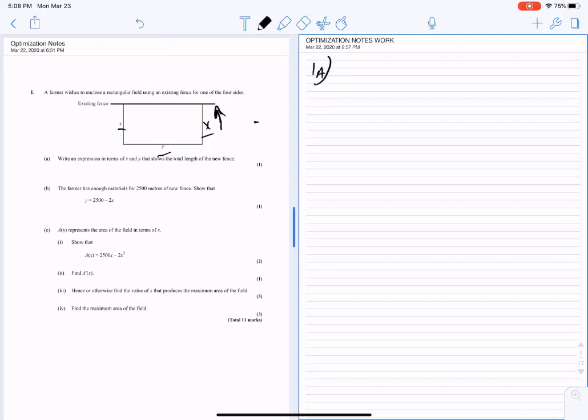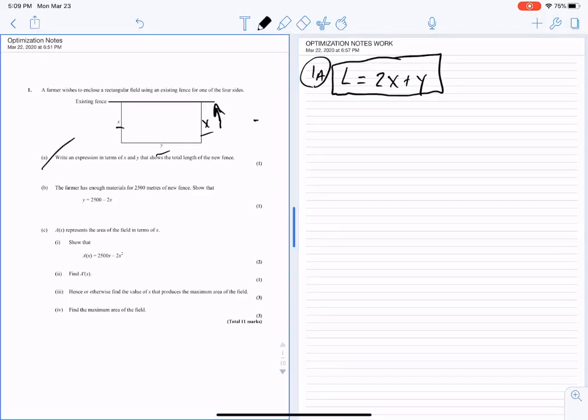What is 1A? The length of the new fence is the length of those three sides. I have two sides that are X and one side that is Y, so this is going to be 2X plus Y. And that's the expression in terms of X and Y. That's about all there is to that question. Not much going on there, okay?